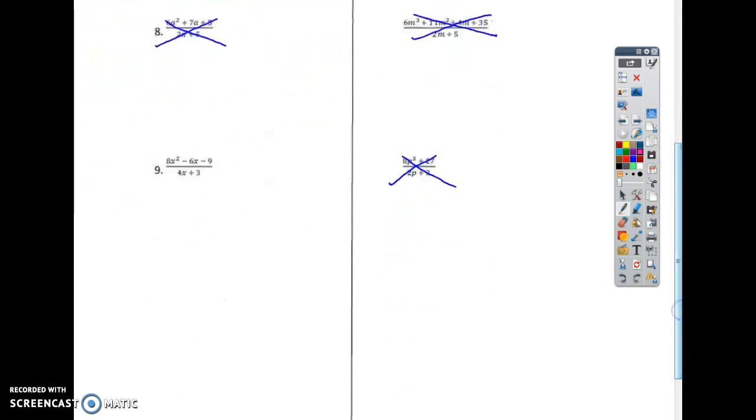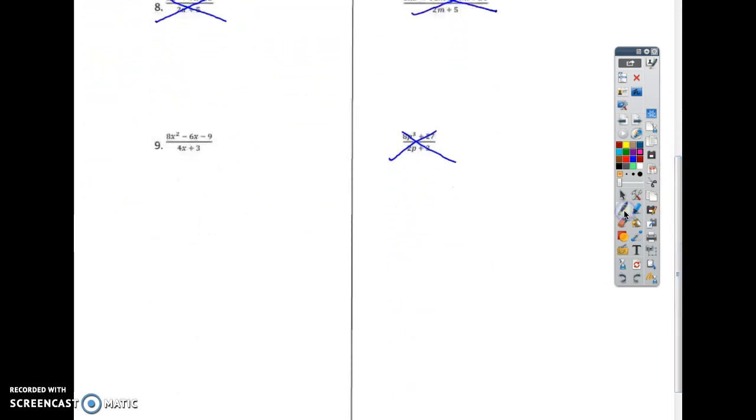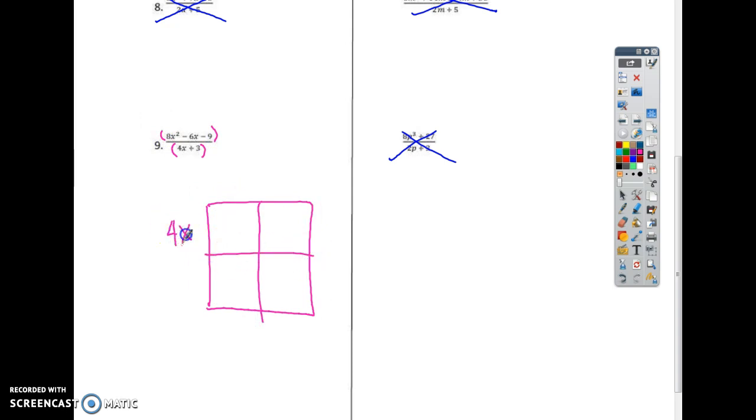And let's do the last one, number 9. I'm just going to start it for you. Again, it's 2 things at the bottom, 3 things at the top. So it's a 2 by 2. On the side, I have 4x plus 3. And inside, I have 8x squared. I have minus 9 at the end. And these 2 diagonals should equal to my middle one, which is -6x.